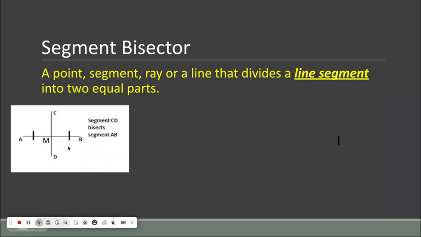So here's an example of a segment AB being cut by segment CD, showing us that now we have two parts that are congruent. So AM with the one tick mark is congruent to MB with the other one tick mark.